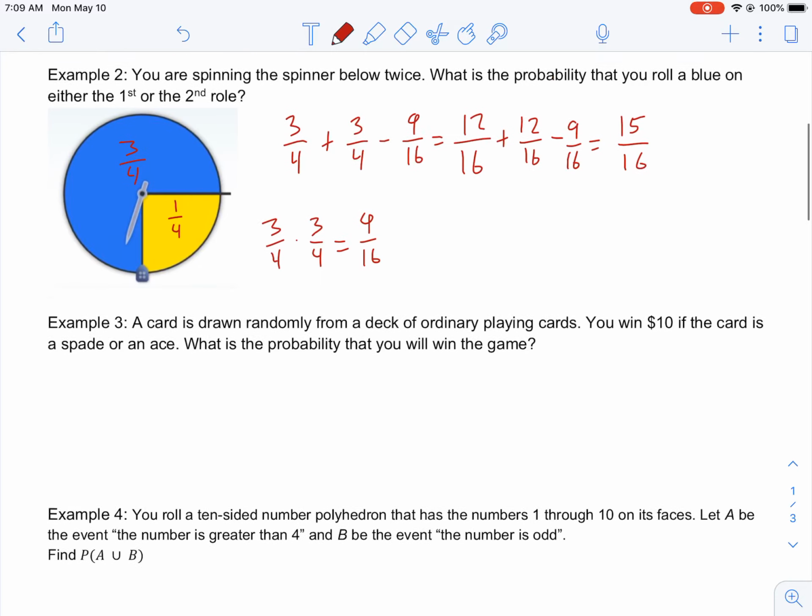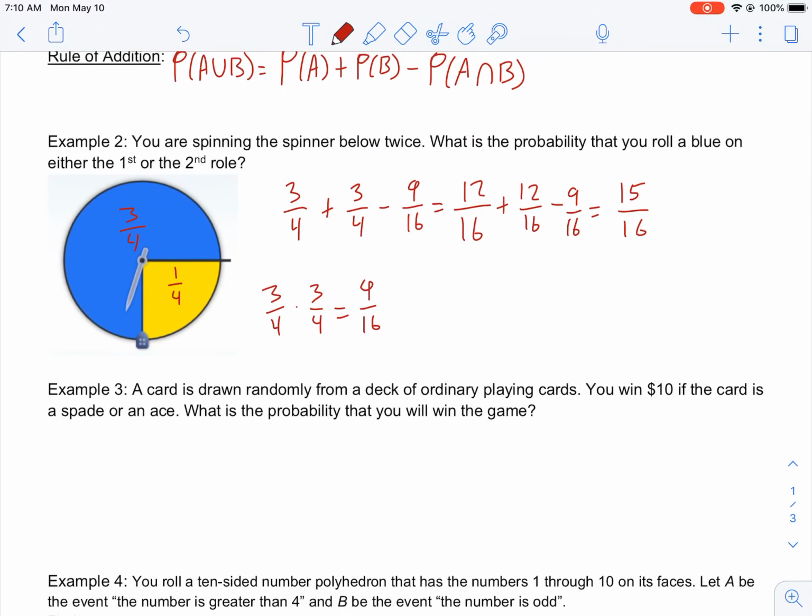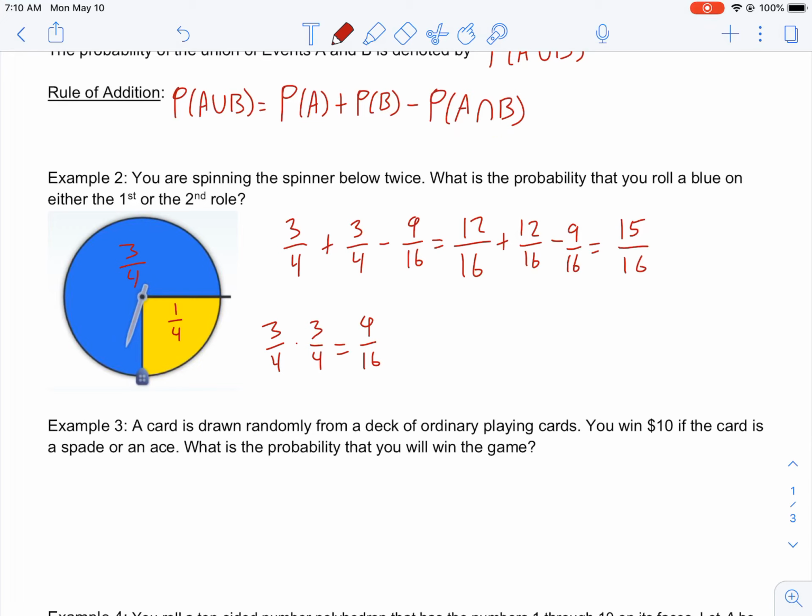So there we go. So example 3, all right? A card is drawn randomly from a deck of ordinary playing cards. You win $10 if the card is a spade or an ace. What is the probability that you win the game? Okay, so this is a good example, I think, for showing this, okay?